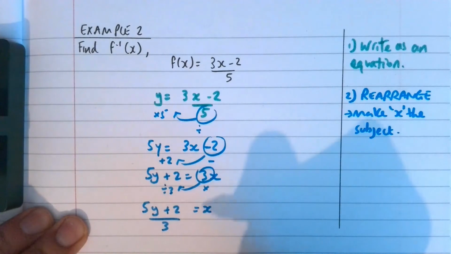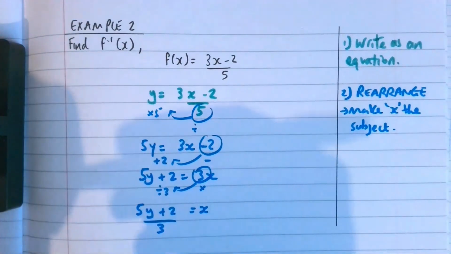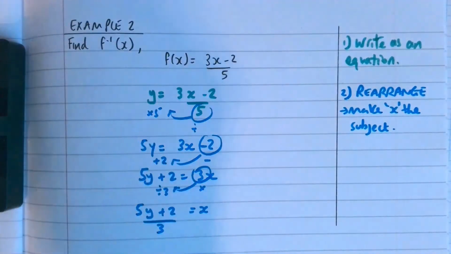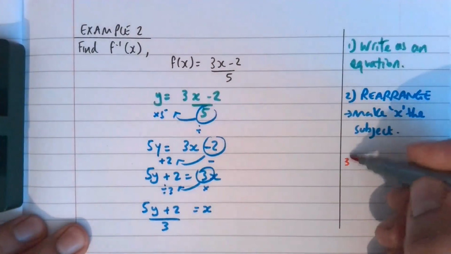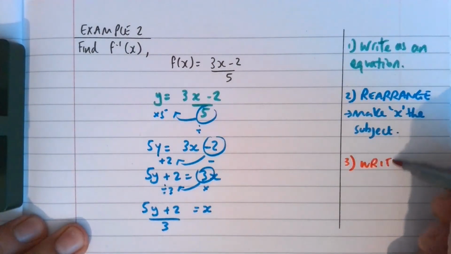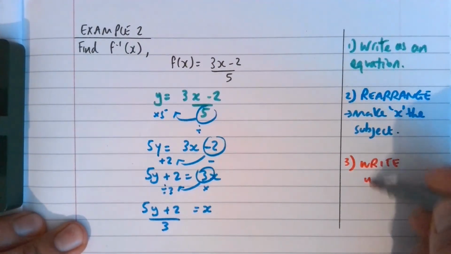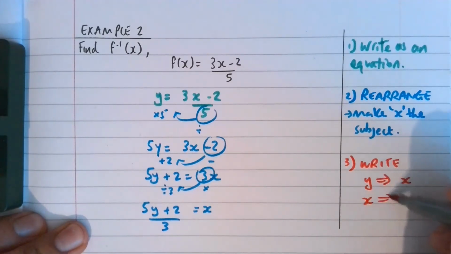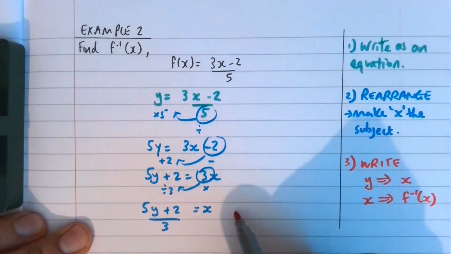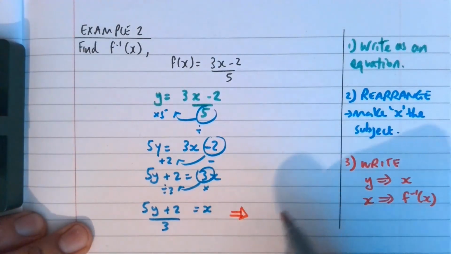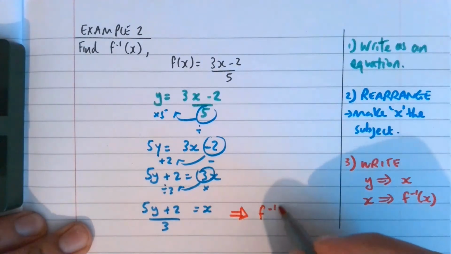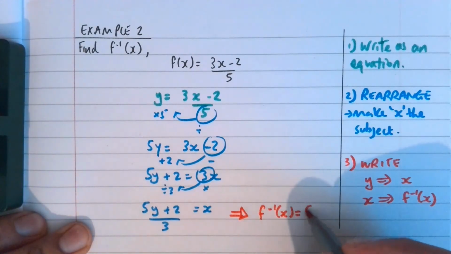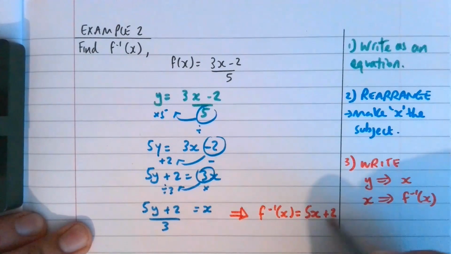And then we have to switch notation. Wherever there's a y, we're going to write that as x, and wherever there's an x, we're going to write that as f to the minus 1 of x. Okay, that's the little notation switch that we have to do. So f to the minus 1 of x, the inverse function, equals 5x plus 2 all over 3.